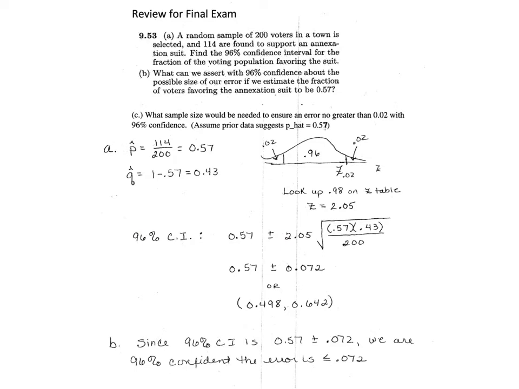Part B. What can we assert with 96% confidence about the possible size of our error if we estimate the fraction of voters favoring the annexation suit to be 0.57? So this is kind of just interpreting our confidence interval. Up here we can see that we have a P hat plus or minus a certain error, and that's what it's talking about, that error. So since the 96% confidence interval is 0.57 plus or minus 0.072, what we can say is that we are 96% confident that the error is less than or equal to that 0.072.